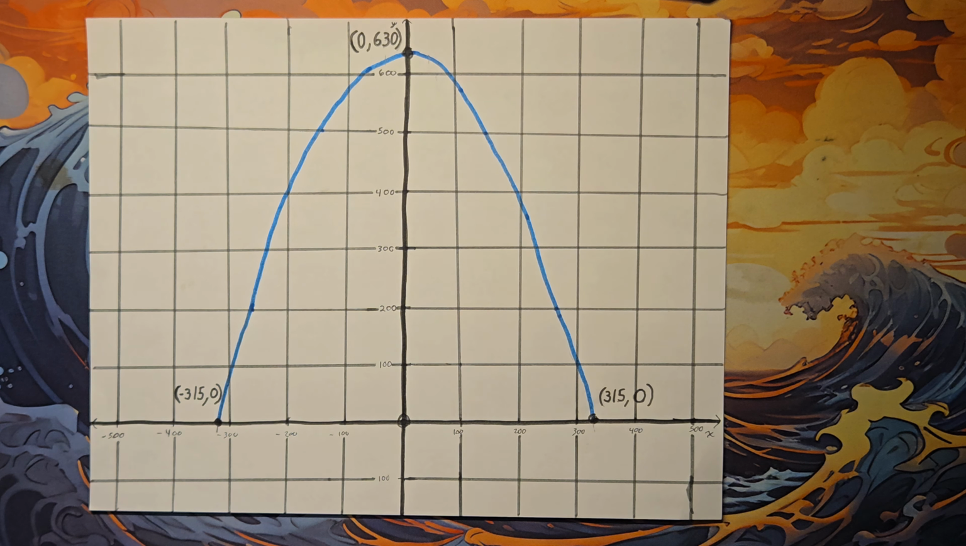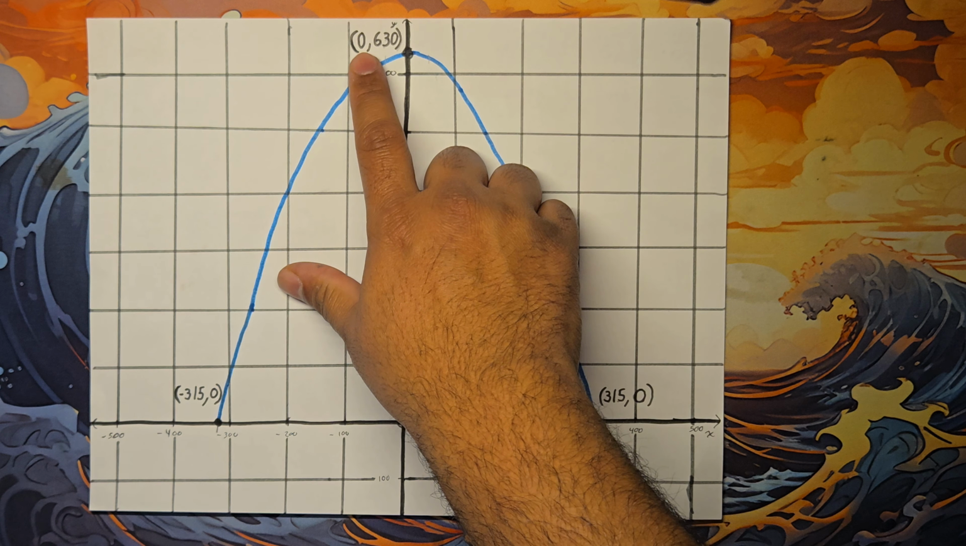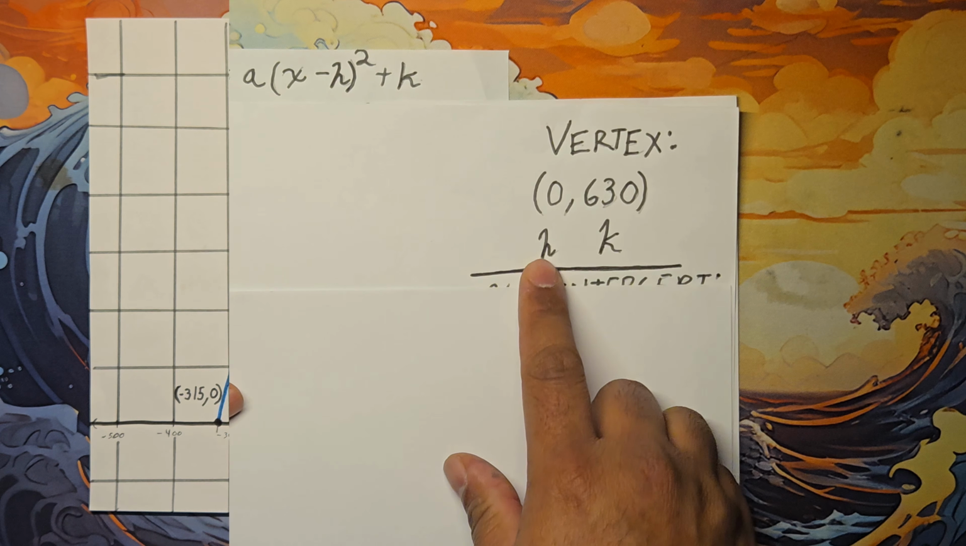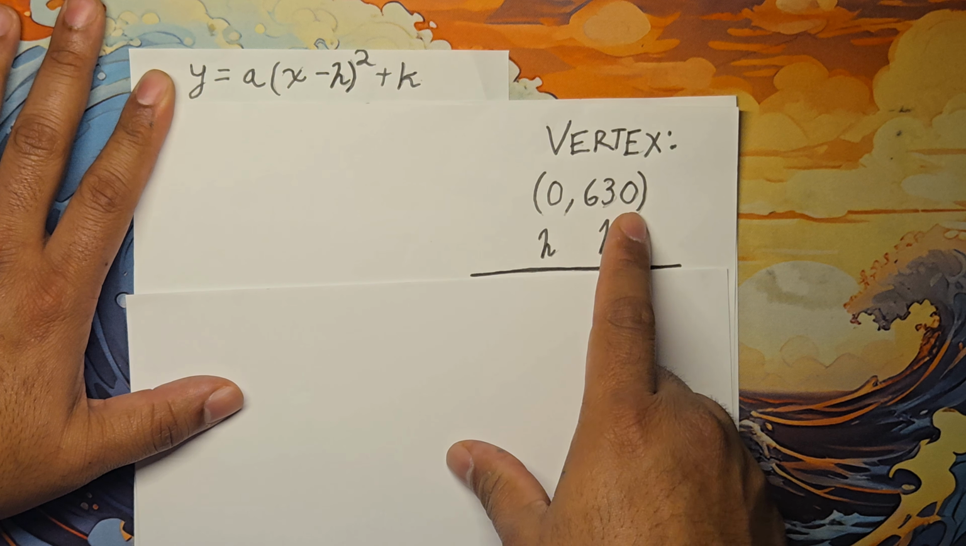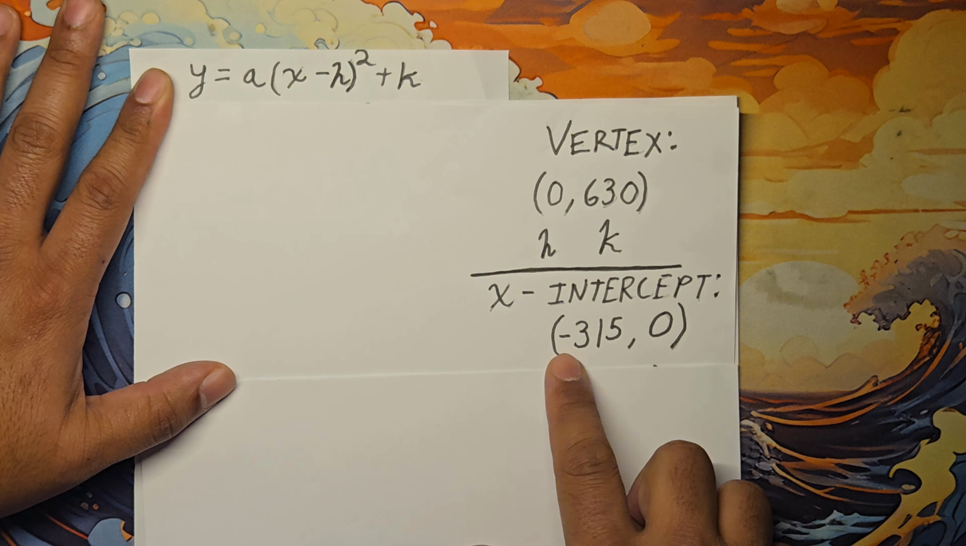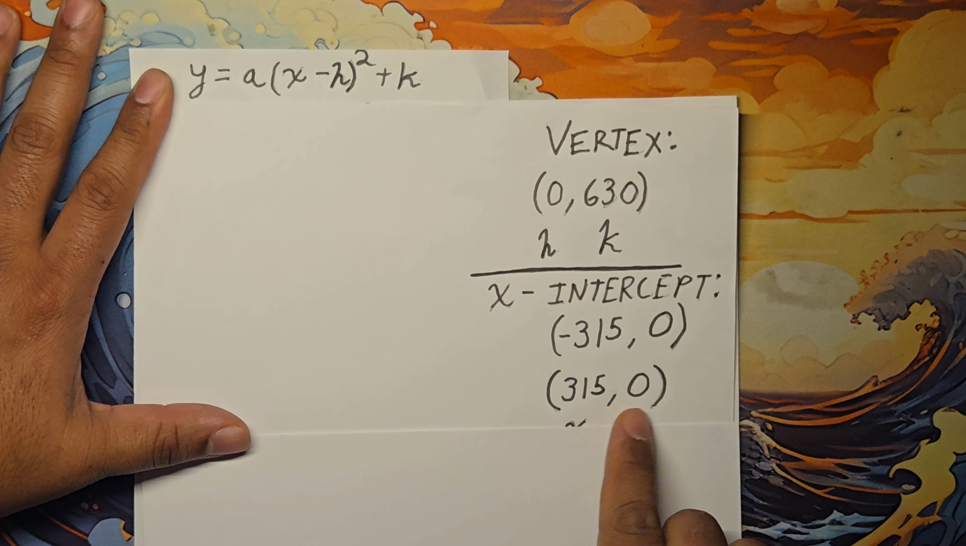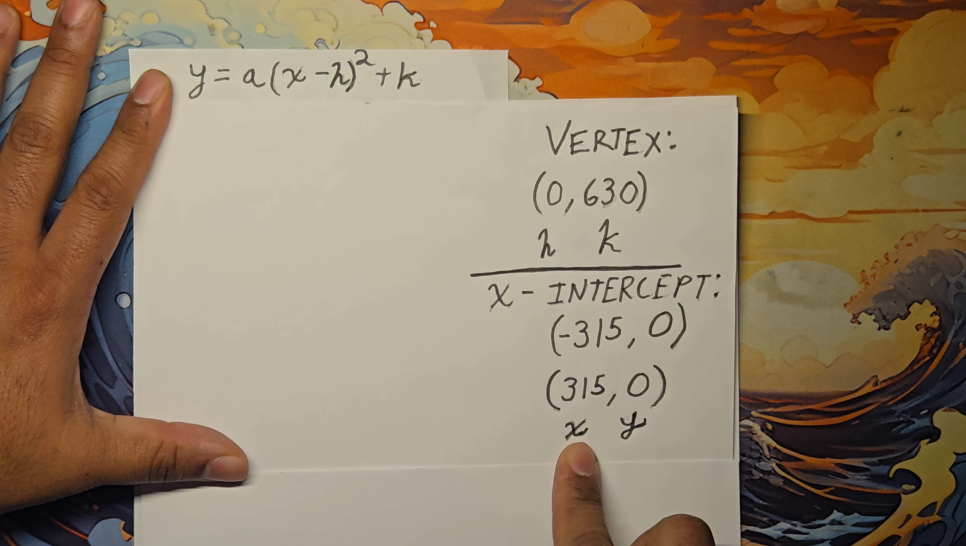I also have my x-intercepts from this point and this point. My vertex is (0, 630). 0 is my h and 630 is my k. My x-intercepts are (-315, 0) and (315, 0), which are labeled x, y.